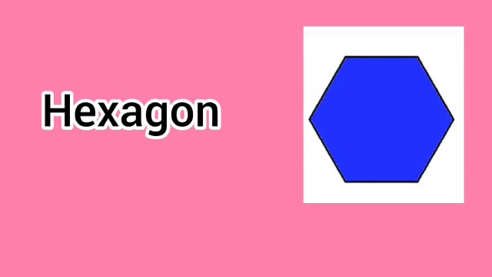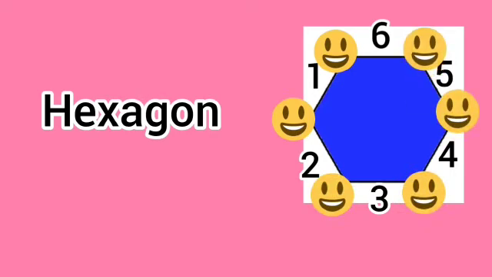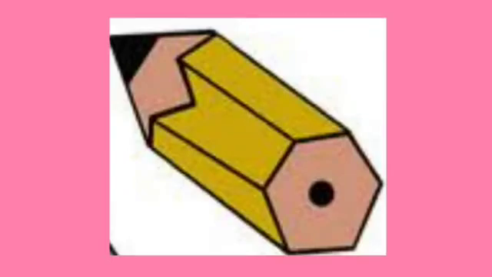Next we have hexagon shape. How many sides and corners? 1, 2, 3, 4, 5, 6. 6 sides and corners. So hexagon has 6 corners and 6 sides. For example, pencil. Kids, have you observed a pencil from behind? The back side of the pencil holds a hexagon shape. Which shape? Hexagon shape. Can you see this?